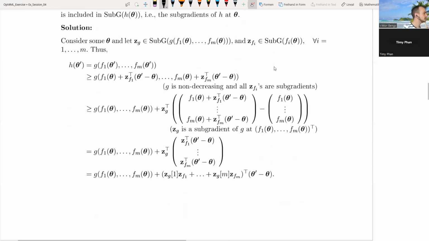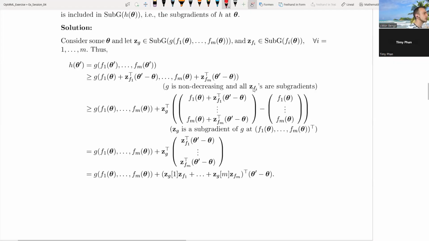And how can we see this? Let's take a subgradient of g at this position. Let's take subgradients of the fi's for every fi. Then we start with h of theta prime. The definition is we simply plug theta prime into the fi functions inside. Now we have that the function g is non-decreasing, and all these z fi's are subgradients.